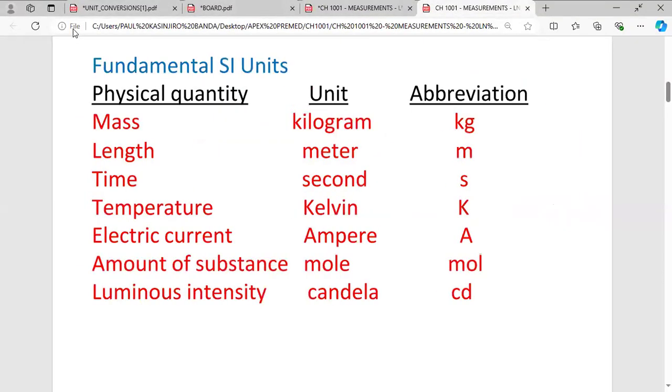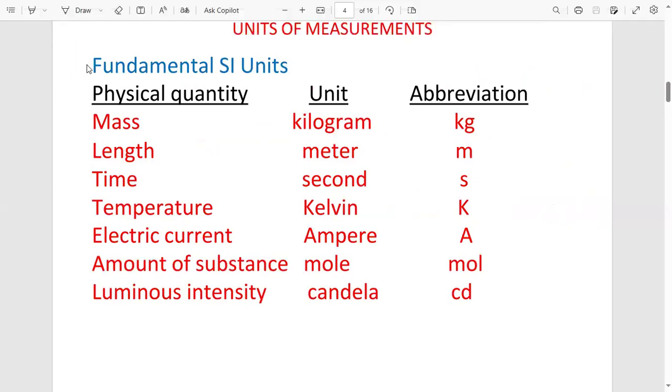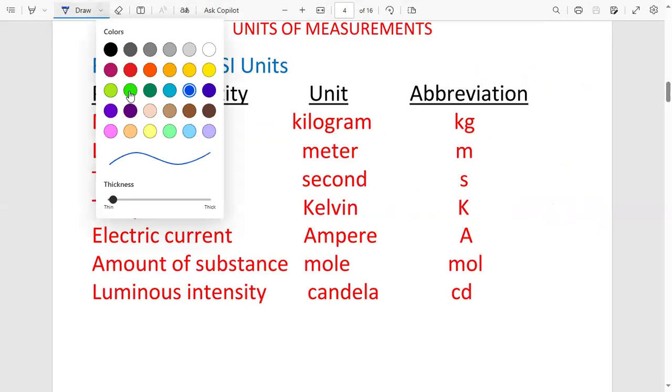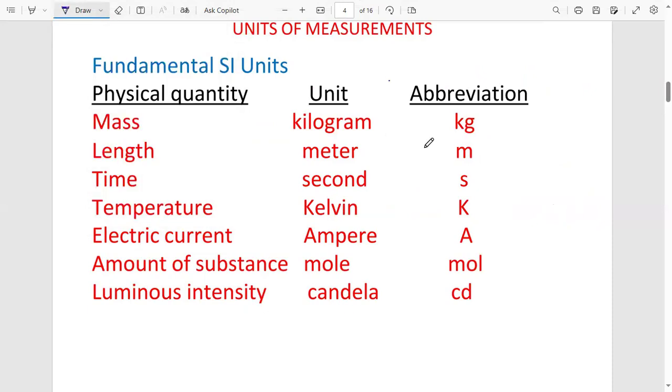On these slides, you can see that I have a system of units, which is what we call the SI units. Some people call them the base units. We have 7 SI units. We have the kilogram, used to measure mass, the meter, used to measure length, and seconds, used to measure time.